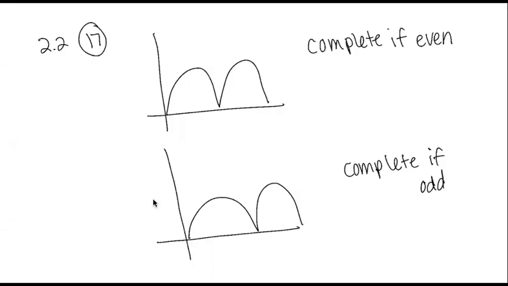So this is 17. I drew the graph twice, right? Because we're going to do it. Part A is complete the graph if it's even, and B is complete the graph if it's odd. So there's 2 questions. So we went over even means it reflects about which axis?